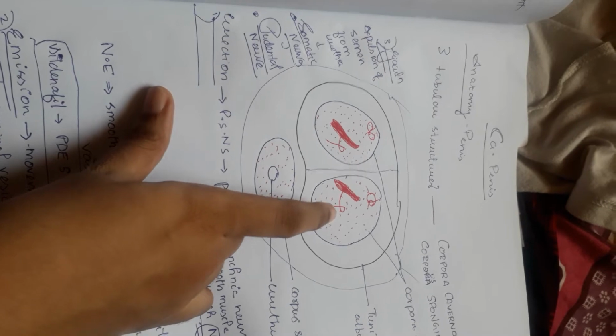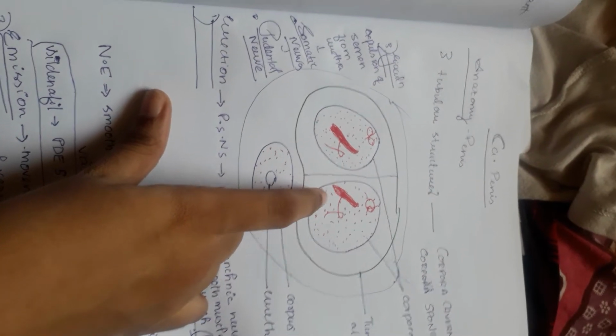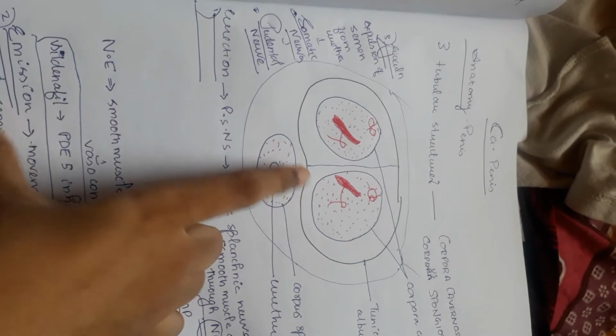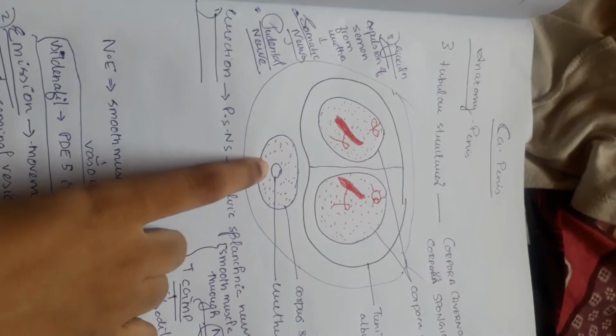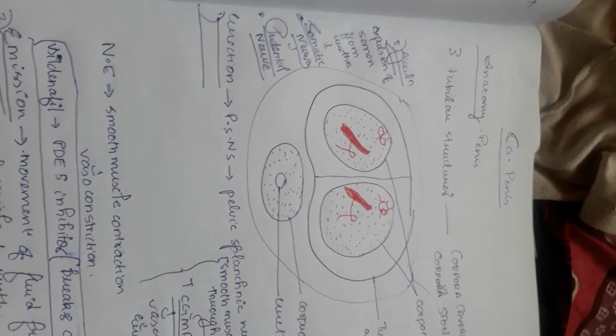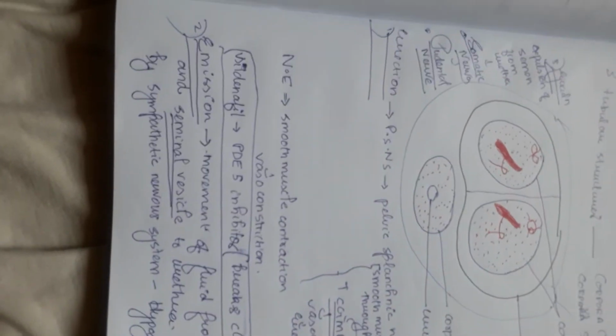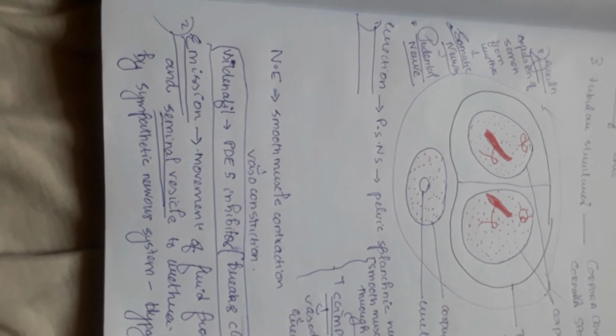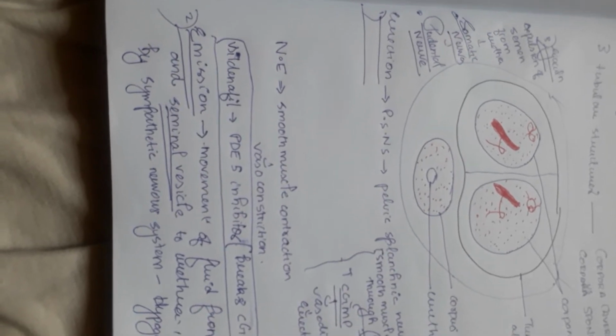The central blood supply of the penis is by central penile artery. Central penile artery is a branch of internal pudendal artery. So now let's talk about three important terms which are often asked in examinations.